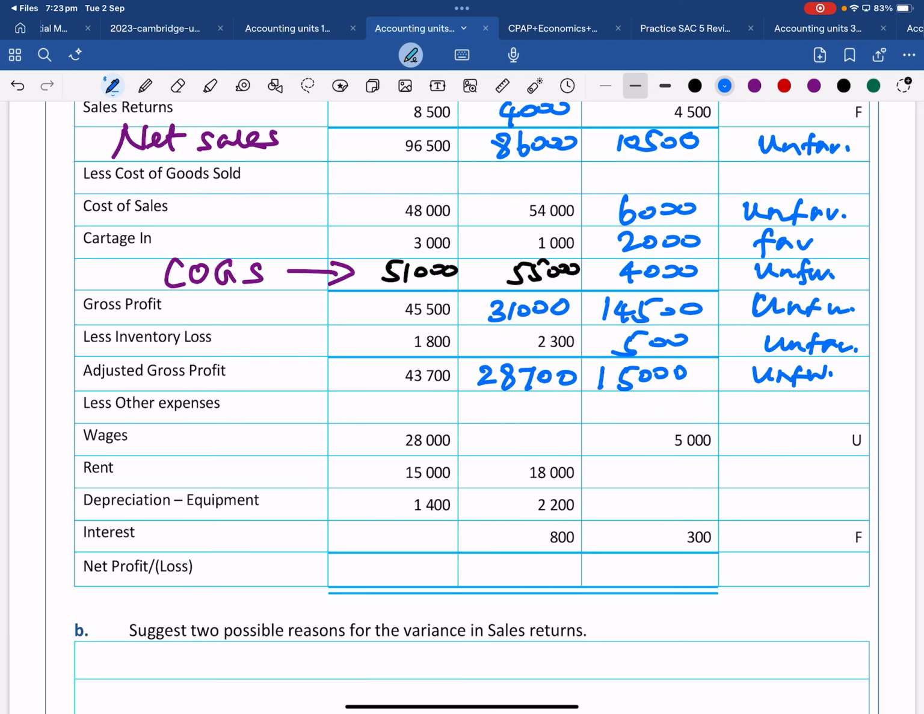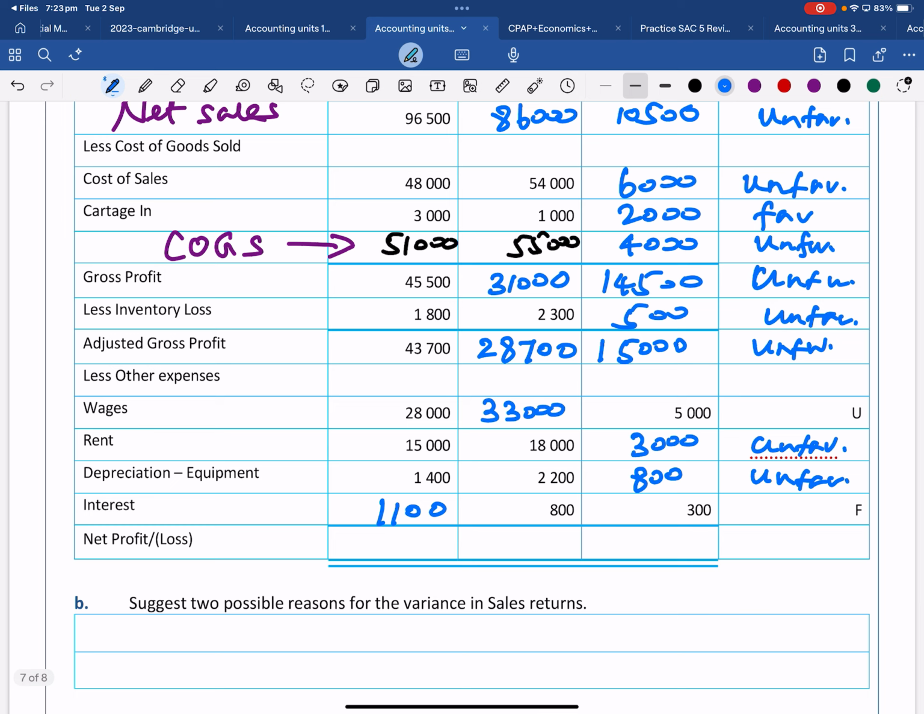Wages 33,000. Correct. Rent 3,000. Unfavorable. Depreciation 800. On interest, how much? 1,100. Yep, very good. Then guys, you have to get the net profit. We can't get the total expenses here, however.